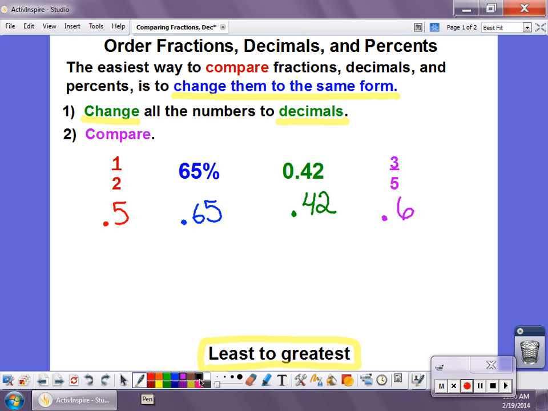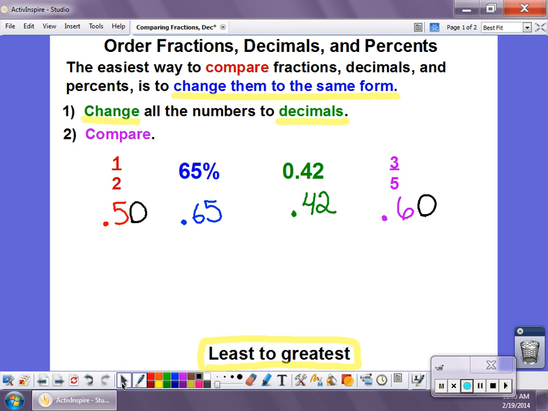So to compare these decimals, I want to make sure they all have the same place value. This is in the tenths, hundredths, tenths. So the easiest way to compare them is going to change them all to hundredths. So I'm going to add some zeros here so I can see how these numbers compare in the hundredths place. I have 50 hundredths, 65 hundredths, 42 hundredths, and 60 hundredths.